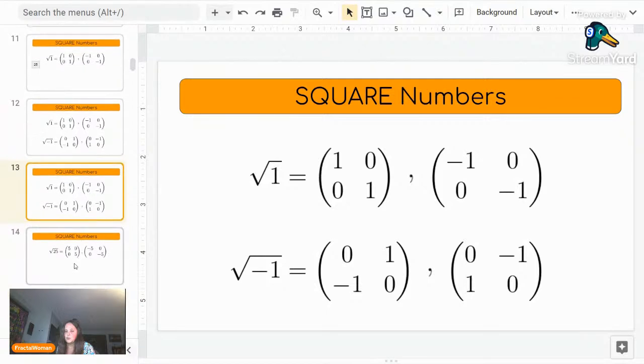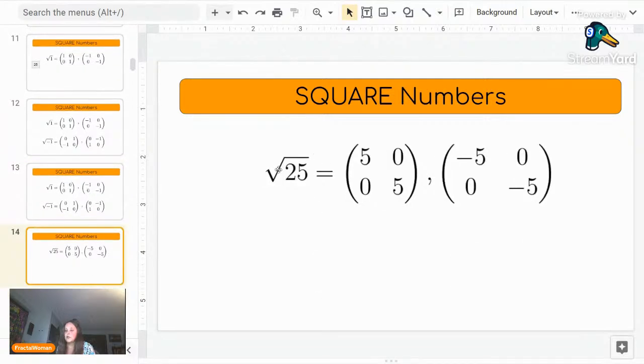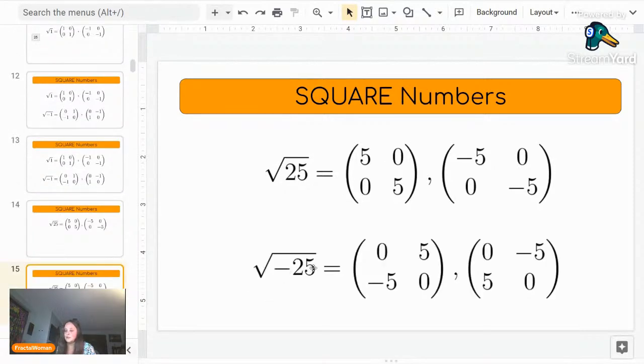Okay, and so now the square root of 25 is 5 on the forward diagonal and -5 on the forward diagonal. So this is one solution to the square root of 25, and this is the other solution. And so the square root of -25 is 5s on the backward diagonal with the opposite sense. And so in order to take the square root, you need square numbers, and these are imaginary numbers.